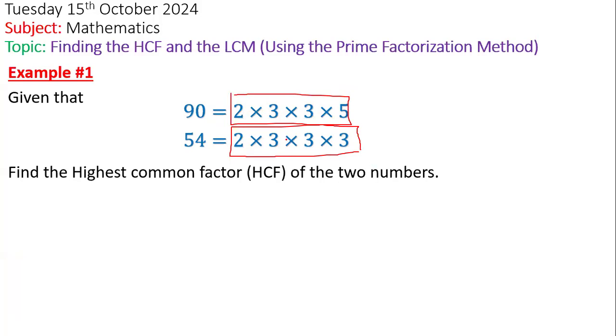2 times 3 times 3 times 3. Why y'all sound like y'all ain't sure? What is the prime factorization of 54? 3 to the power 3. 2 times 2 times 3 times 3 times 3. Yeah, 2 times 3 times 3 times 3.